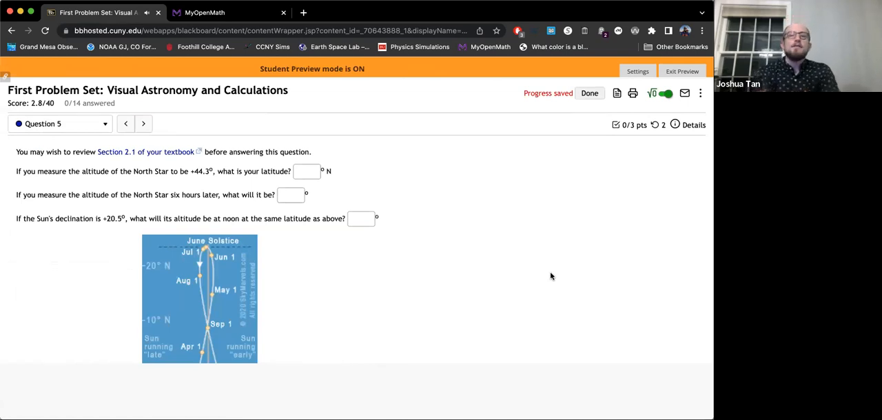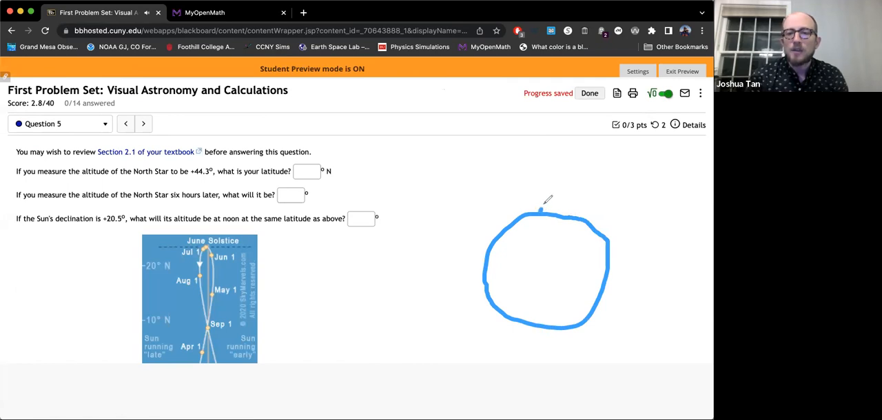Question number 5 asks me to think a bit about measuring the sun above the horizon and the North Star above the horizon. Now, if you're going to do this one, it might help to read a little bit of section 2.1 in your textbook, but let me draw a little picture for you to think about this. We're going to imagine standing on the Earth. This is my crude drawing of the Earth. And if I was standing at the North Pole right here, I would see the North Star right over my head.